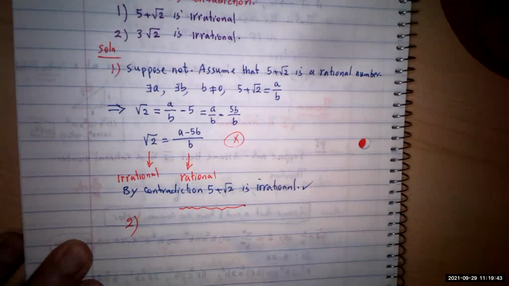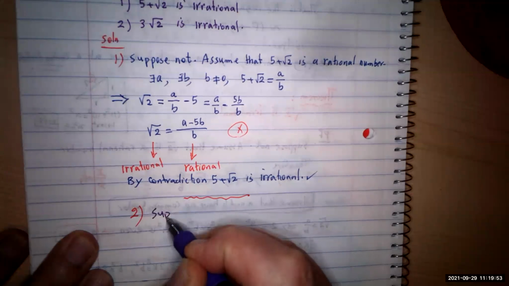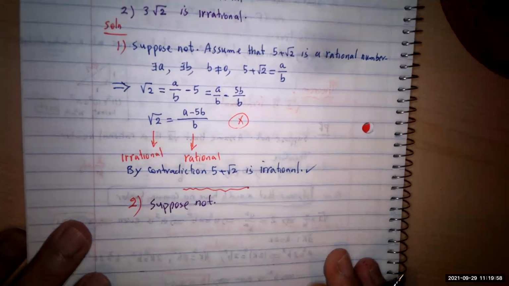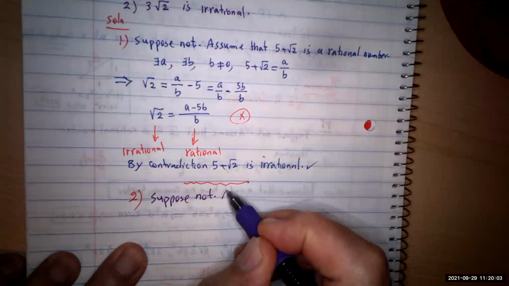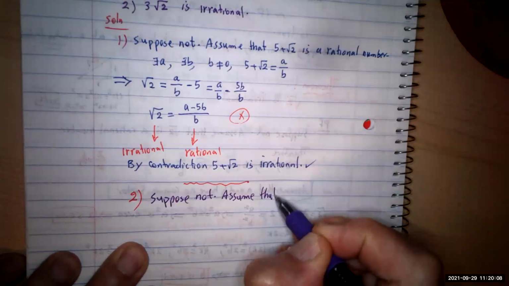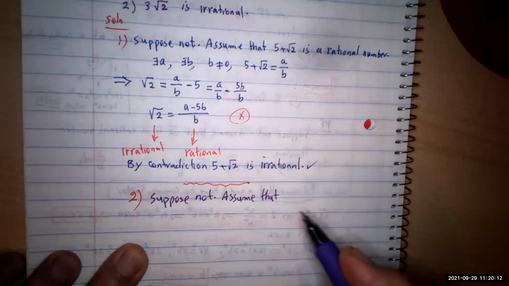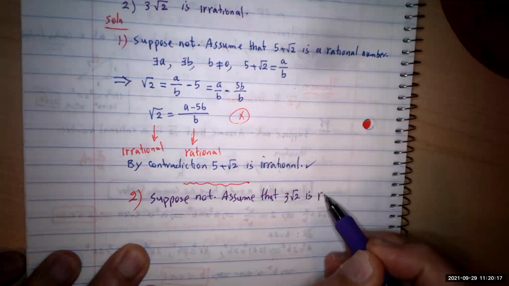In the second part, you want to prove that 3 radical 2 is irrational. Again, you suppose not, contradiction method. Suppose not. You assume that it's not true. Suppose not means the other way around is true, so you assume otherwise. You have to give us this assumption to start with. So you assume that the 3 radical 2 is going to be what? Is rational.